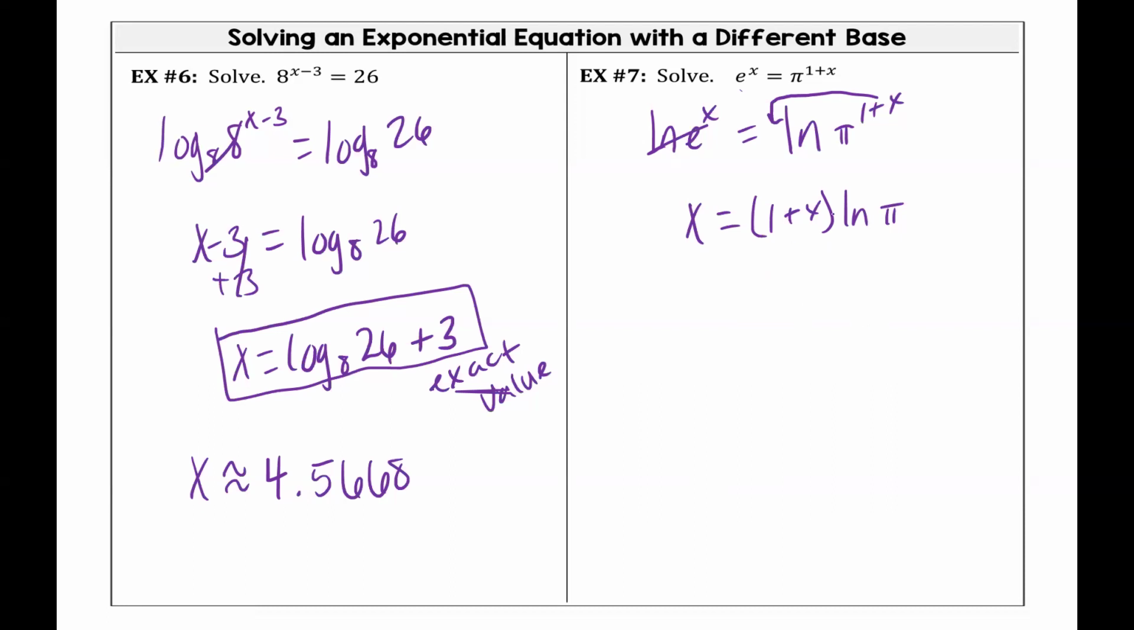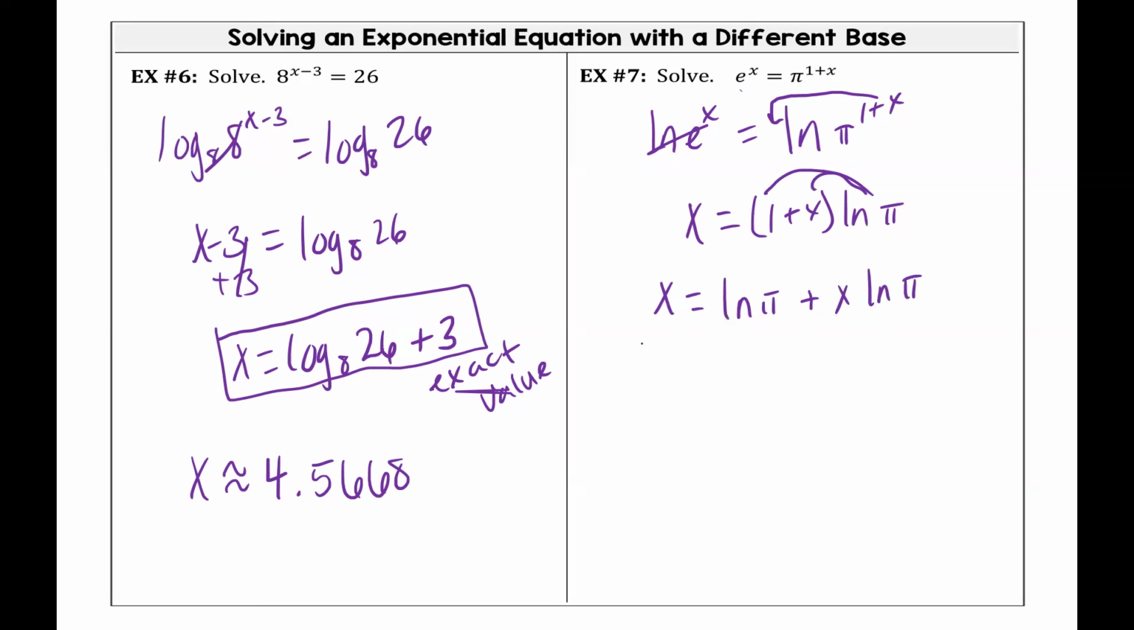Okay, and now I need to get all the x's to one side and all non-x's to the other side. So I'm going to distribute the natural log of pi. You get a natural log of pi, and x natural log of pi. So we get x equals natural log of pi plus x natural log of pi.